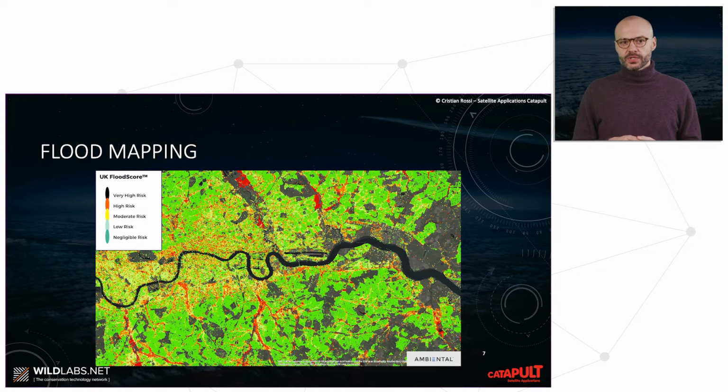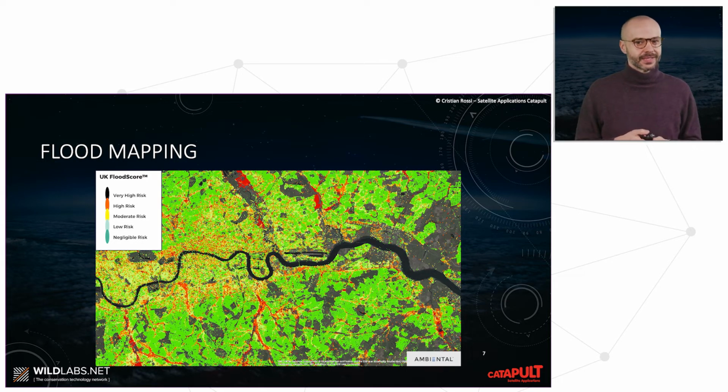Another use of SAR, which is quite common, is to map flooding and also to predict flooding. In this case, we have a map which is actually a prediction of flooding, with areas that are at very high risk to very low risk. So flood maps and flood mapping is very much a SAR application.